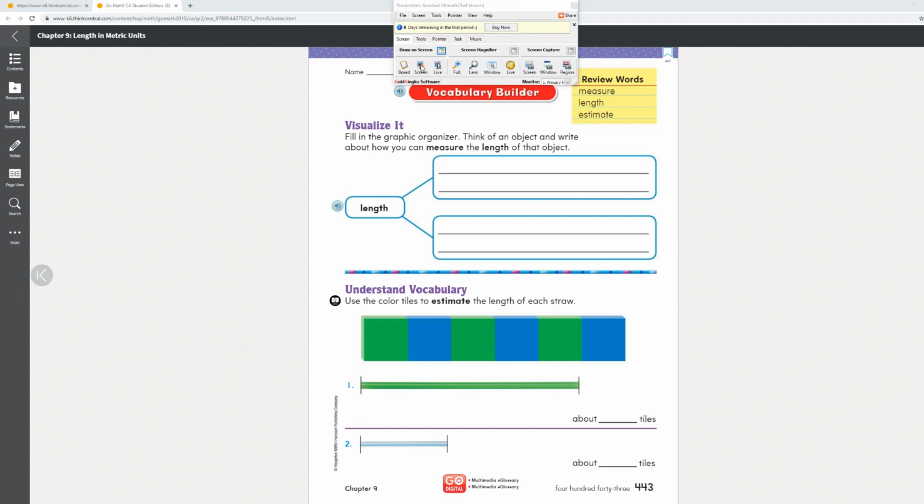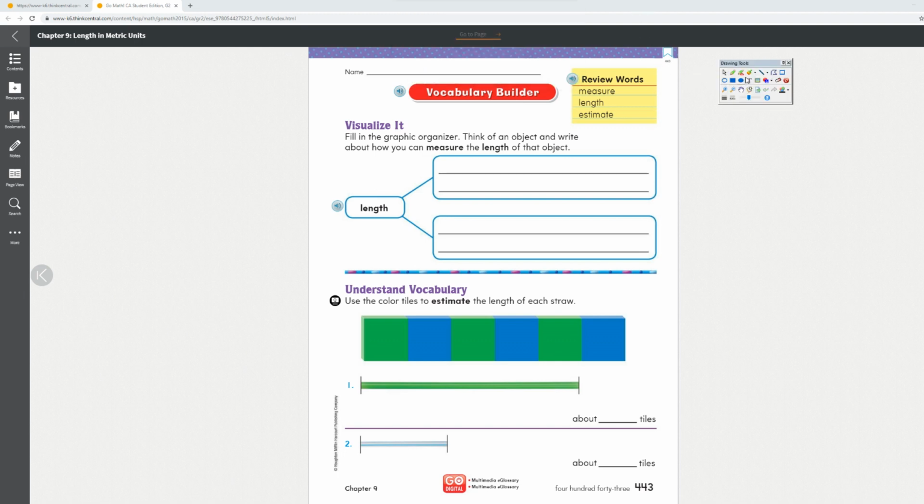So I'll give you guys an example. And we need to use these review words. If you guys remember, we did measuring, length, and estimating in class. And I'll go ahead and give you guys an example sentence. So something I can measure is my desk, and I can use a ruler to measure the desk to see how long it is.